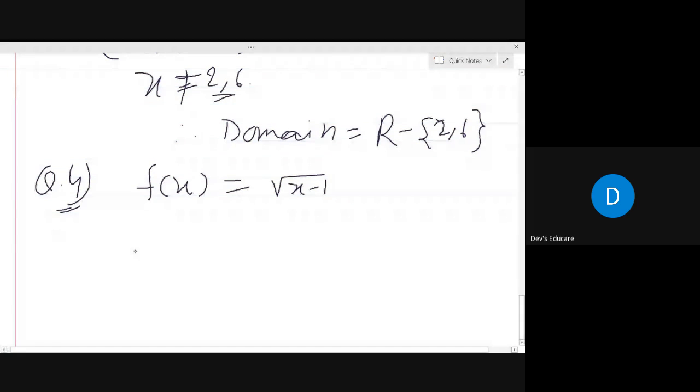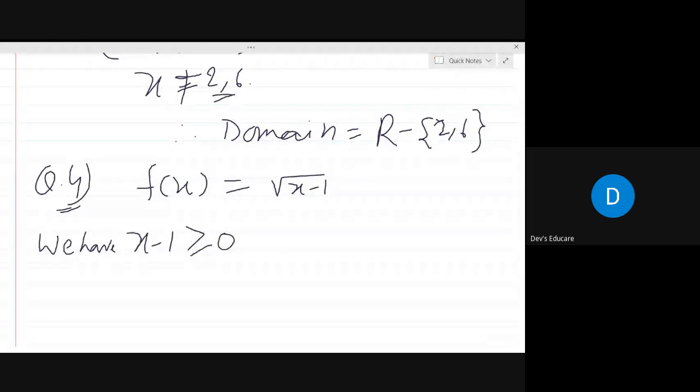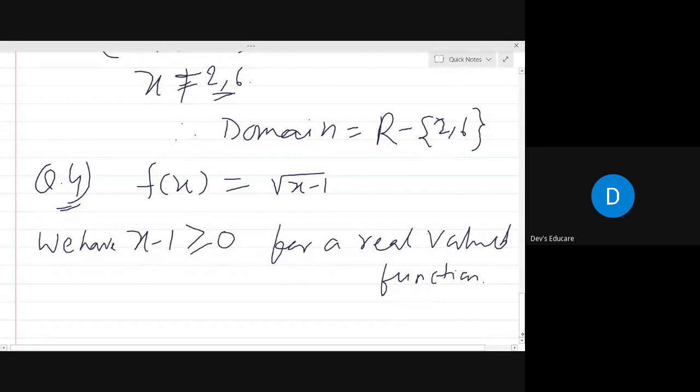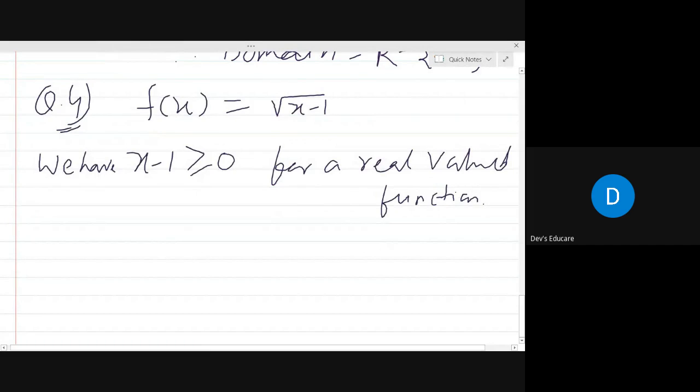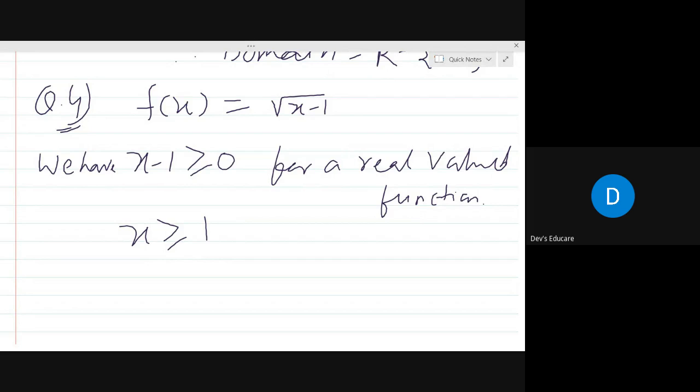So we have x minus 1 greater than or equal to 0 for a real valued function. Since we have x minus 1 greater than or equal to 0, so x is greater than or equal to 1, just transposing 1 to the right hand side.